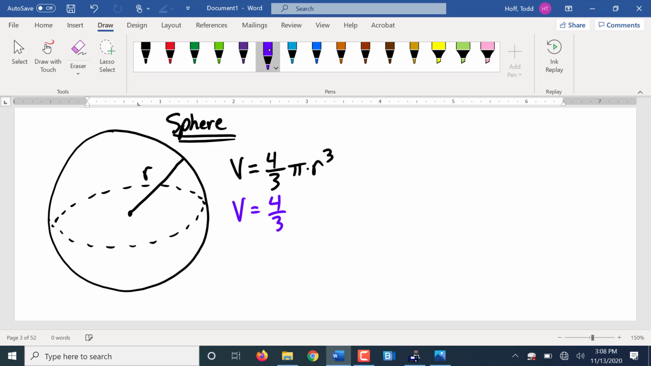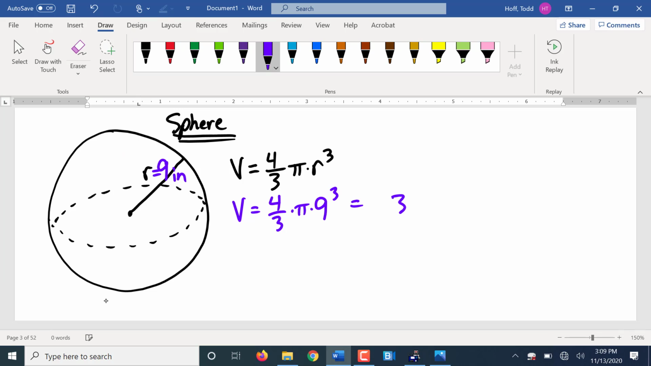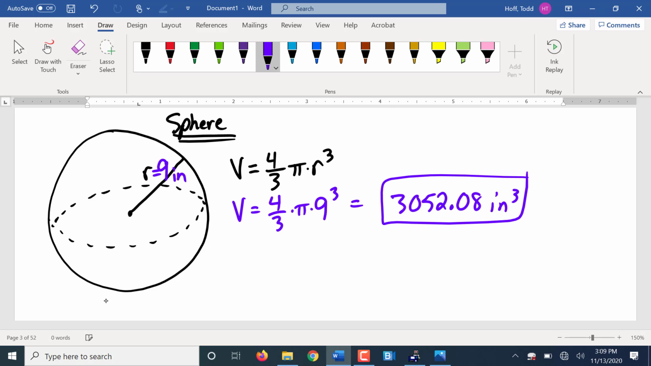So here it'd be 4/3. If I give you that this is a radius of, let's give you 9 inches. That'd be 4/3 times pi times 9 cubed. So to enter that in the calculator, you don't have to do the fraction for 4/3. I just do 4 divided by 3 times pi. So I'm just going to put in 3.14 times 9 to the power of 3. So 3,052.08. And that's cubic inches. That's a volume that we get for that.